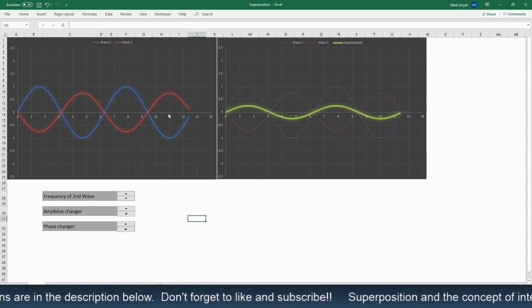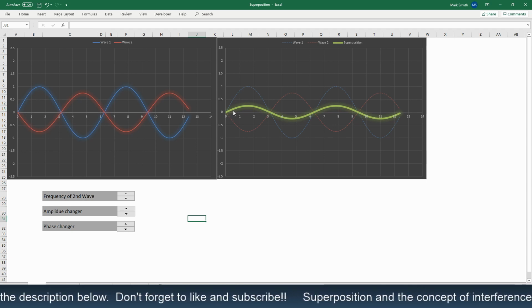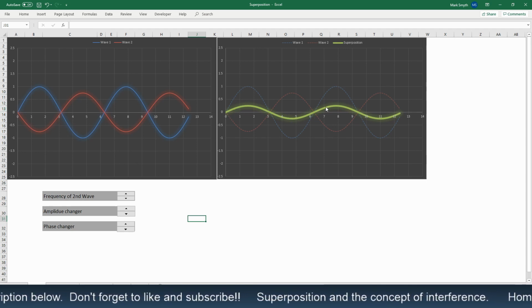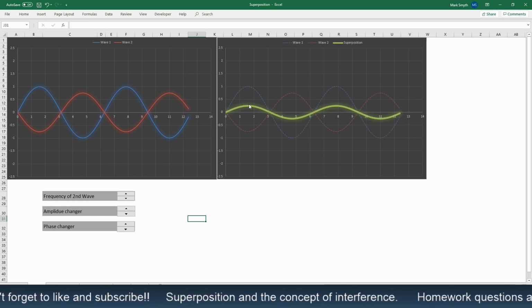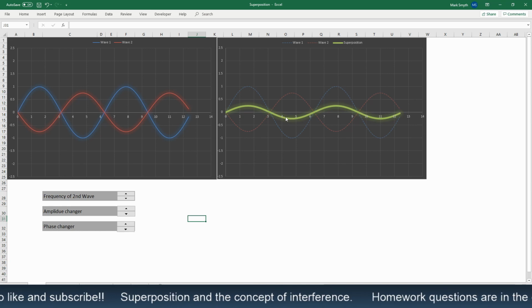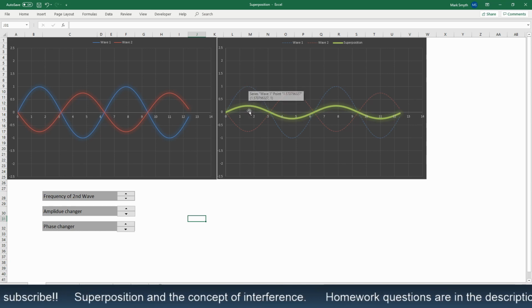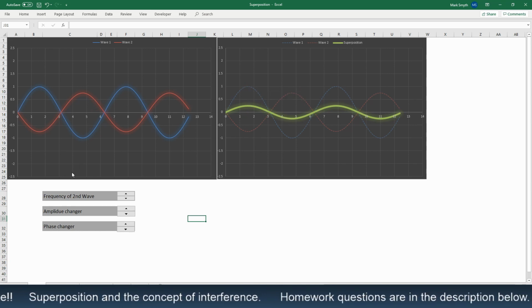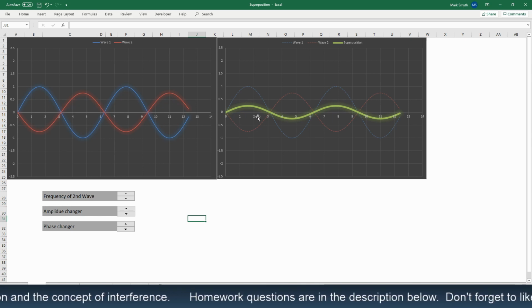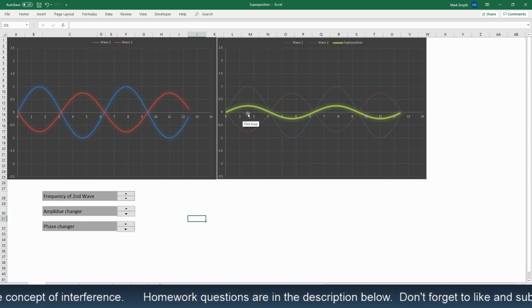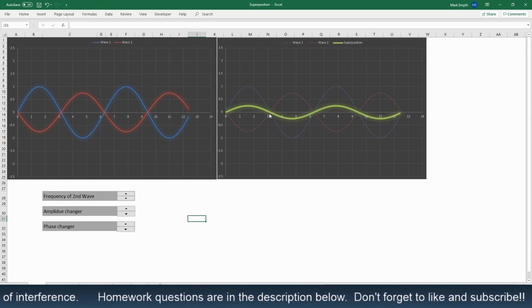In this case, the overall effect is to damp the superposition, so that the superposition is of less amplitude in all positions than it is in the two original waves. That's because they are out of phase, but they have the same frequency and the same wavelength. So at all times, positives and negatives are meeting each other.